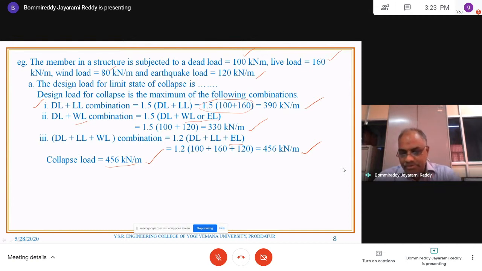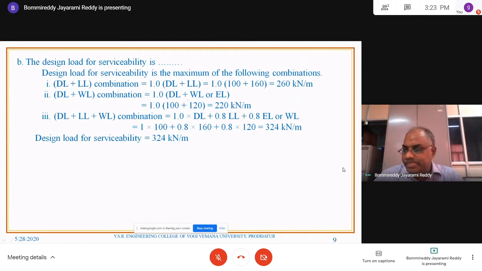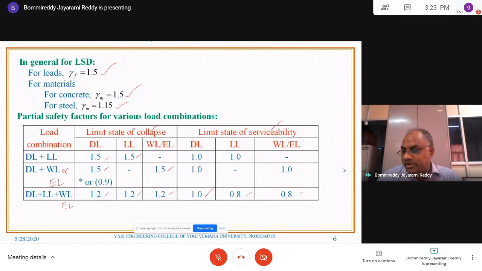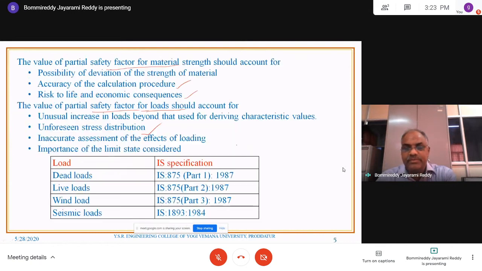And for the same loads, the second question is: the design load for serviceability is. What you should understand now is, for serviceability, what are the coefficients, the factors? It is 1 in general and 0.8 for live load and also wind load when all the three loads are considered. So you need to understand the various factors for serviceability in this table.